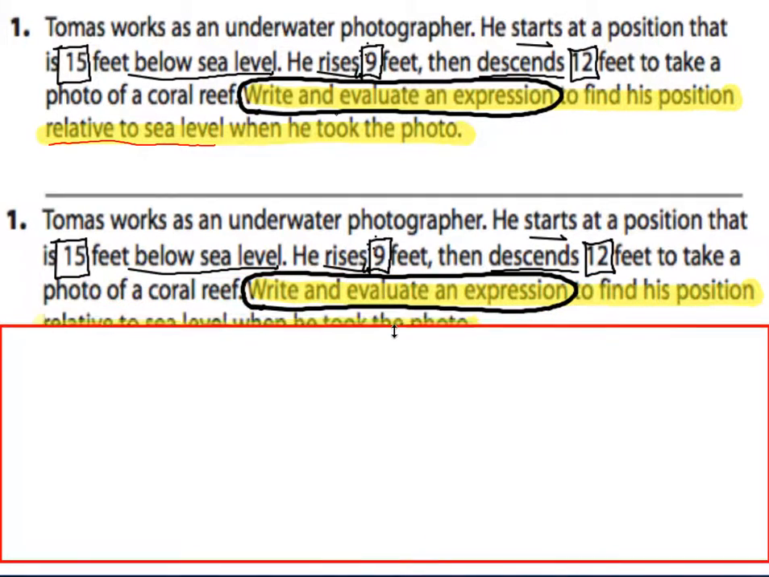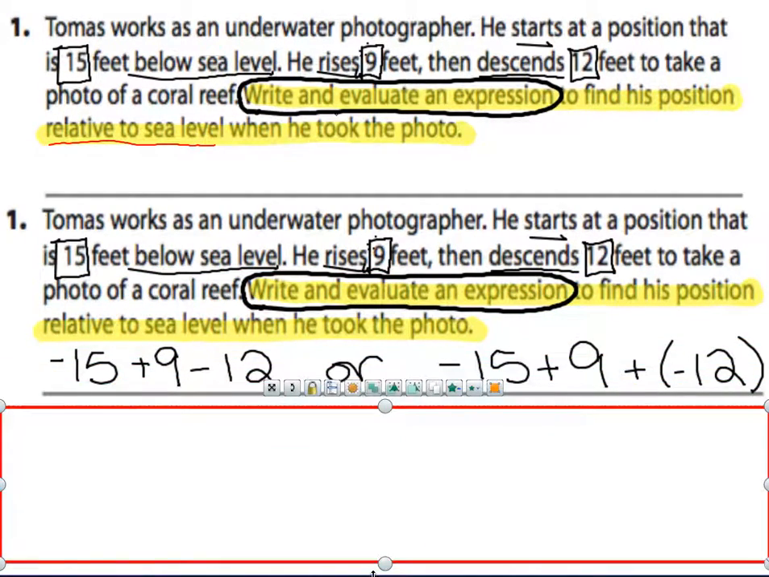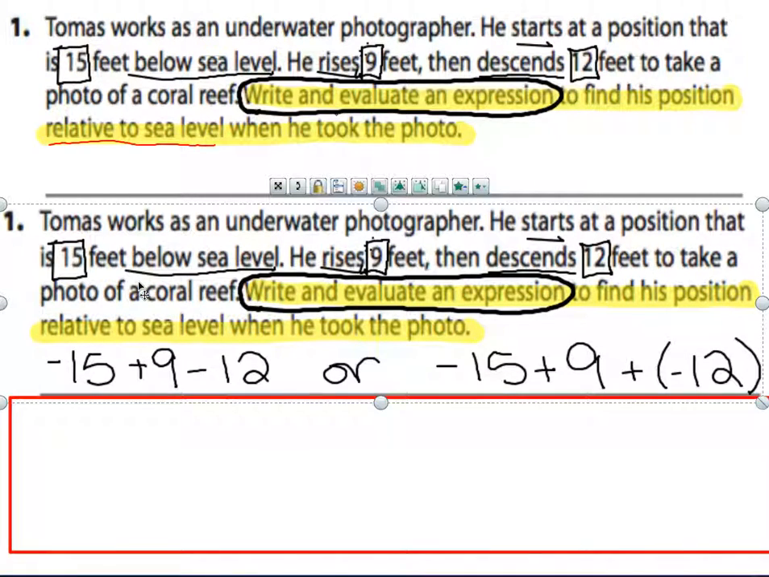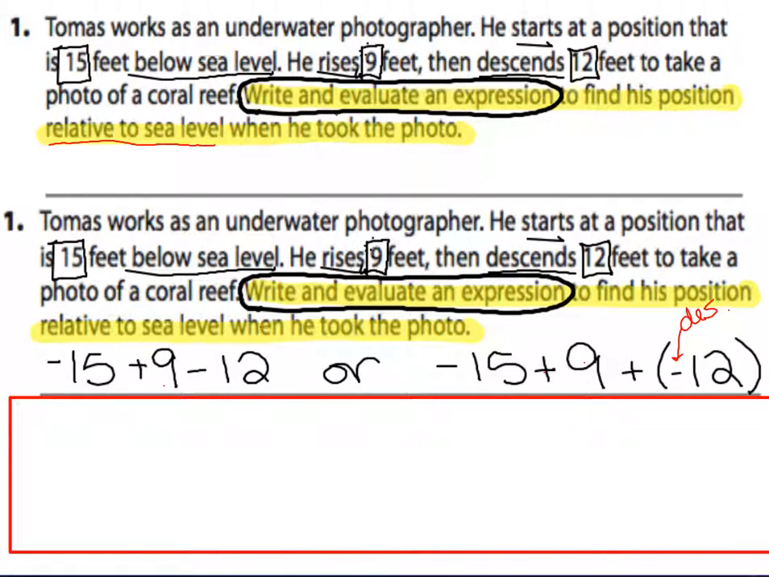All right, so here, still have my same problem, but now my expression can be one of 2 things. He started at a negative 15, so that's right here. And then he rose 9 feet, so plus 9. And then he descended 12 feet, so minus 12. The other way you can look at it is just keep it in terms of positives and negatives and just keep it as an addition problem. He still has to start at negative 15 because it's a start. We have to give it a positive or negative. He rose 9, so it would be plus a positive 9 because rose means positive, and then plus a negative 12 because the negative comes from the fact that he was descending 12 feet. Okay, then go ahead and solve and come back and check your answer.